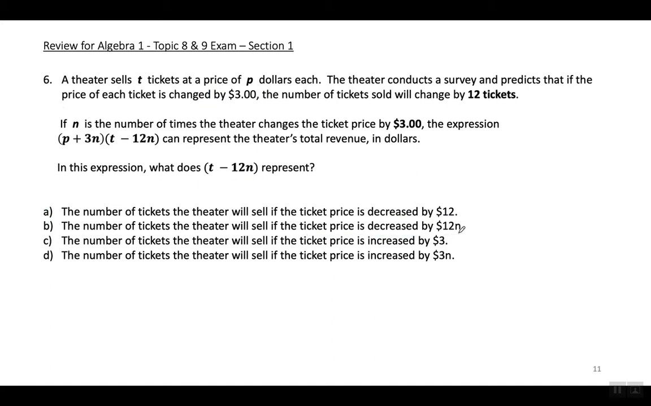It's got to be between C or D, because they're talking about the ticket price being increased by $3. The correct answer is D. All right. T minus 12n represents the number of tickets the theater will sell if the ticket price is increased by 3n. N represents the number of times they increase the price by $3. Make sure you read it slowly and understand it. Don't wait till the day of the test to try to understand it, because you're going to be stressed out and have a hard time understanding it.